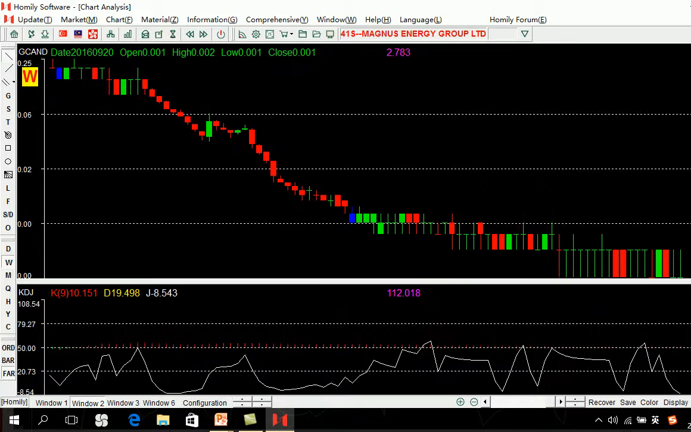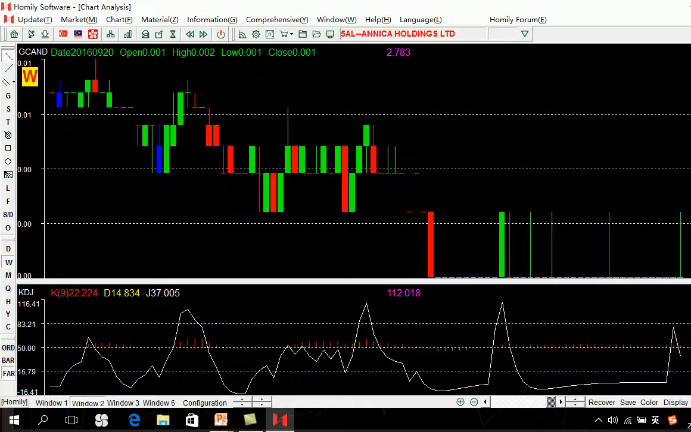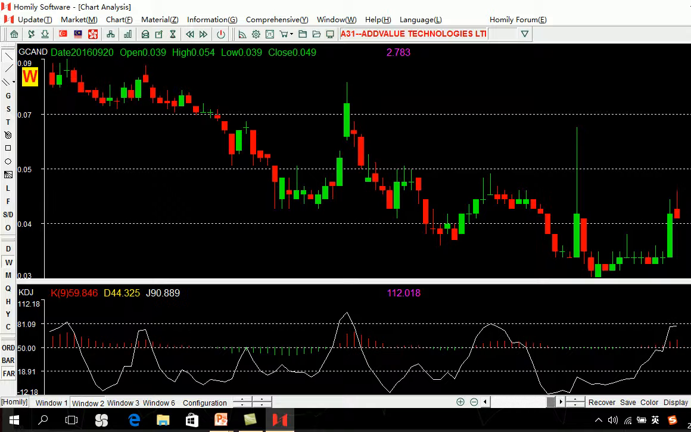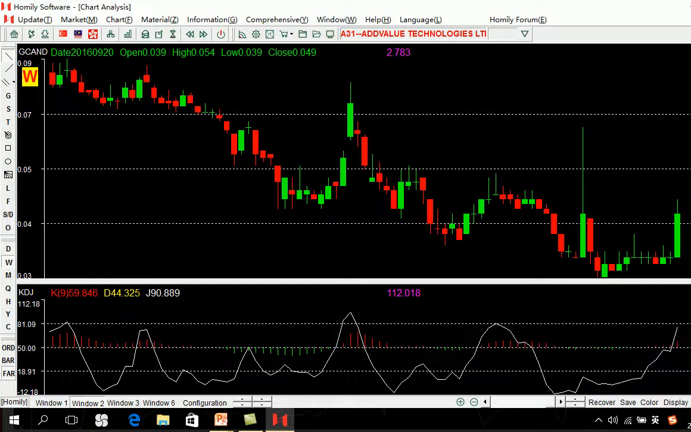Let's check the stocks one by one. This one, can buy or not? Still cannot, right? Because it's not good. So how about this one? Still cannot. Okay. This one, can buy or not? You missed a good chance. Which price is a good buy point?